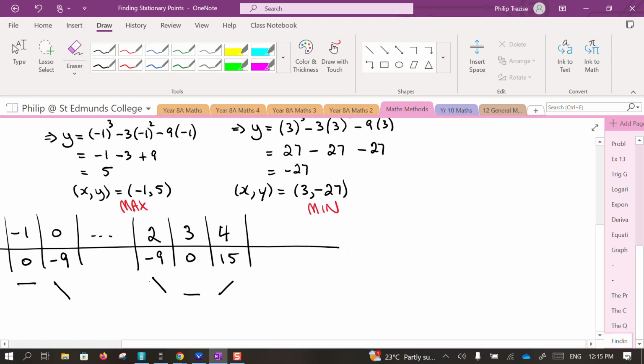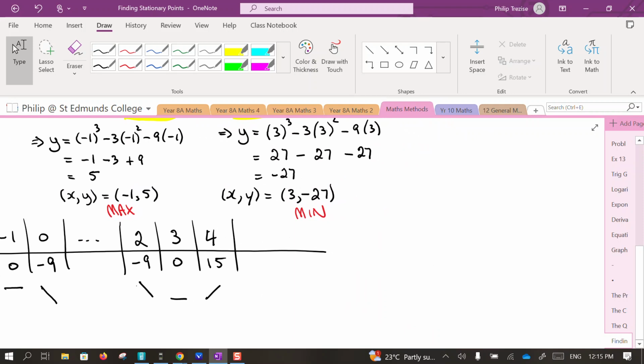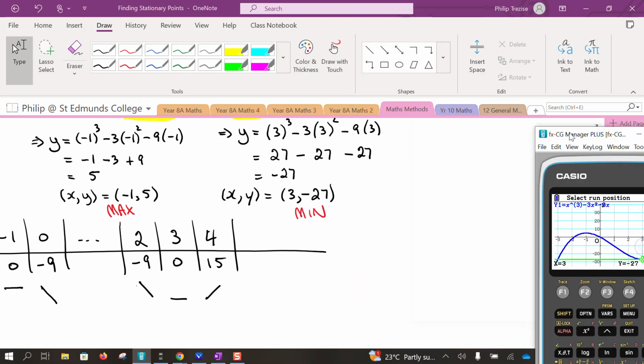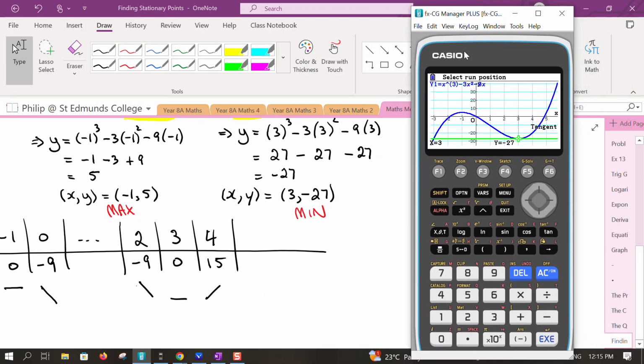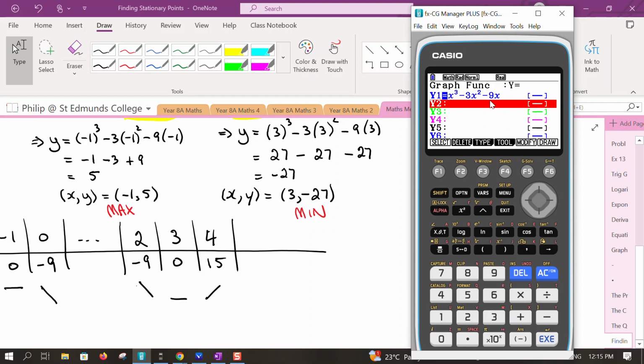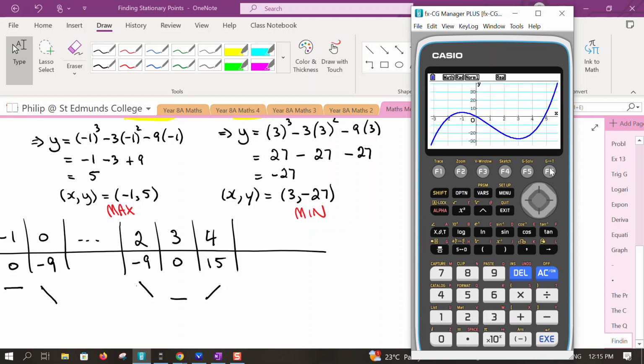Now let's see how we can use our graphing calculator to check that. So here's my graphing calculator. You can see I've typed the original function here, and I've graphed it. It's a cubic polynomial. There's 2 stationary points. Now I can do gsolve and then maximum, and it identifies this point here at the coordinate -1, 5, just like we thought, and it's definitely a max. I can do gsolve minimum, and it finds me this coordinate 3, -27, definitely a minimum.